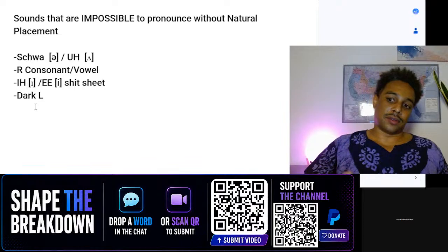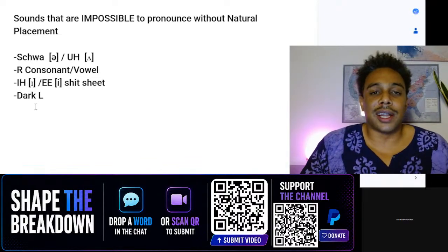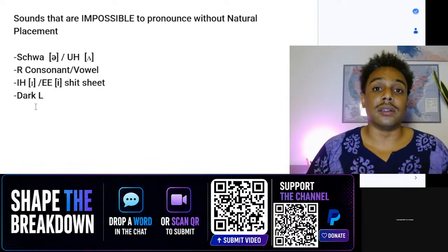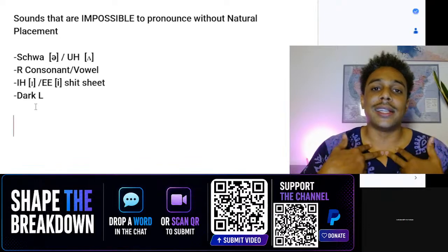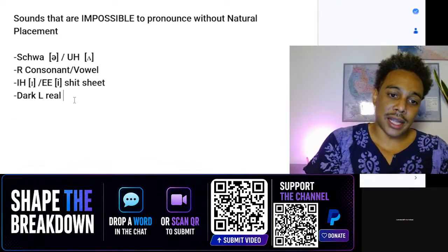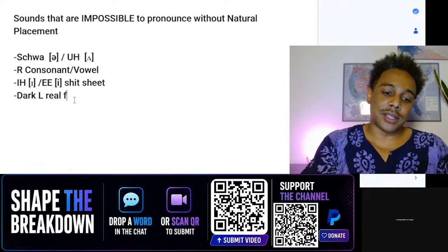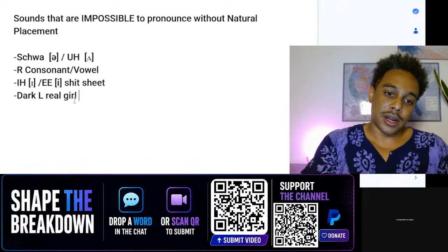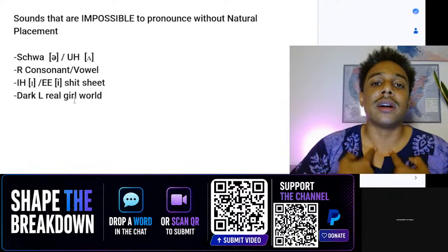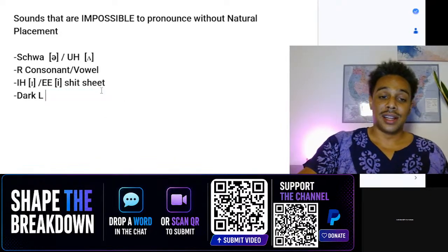The dark L. Most of you probably don't know there are two types of L's, right? You can do the light L without placement. You can go la, right? That's what you do. But the dark L, where do you hear that? It's just vibration. So anytime you have an L at the end of the syllable, you're always asking how to pronounce these words. Girl, world. Look, it's down here. Girl, world. That's why you can't do it, because you don't have placement.